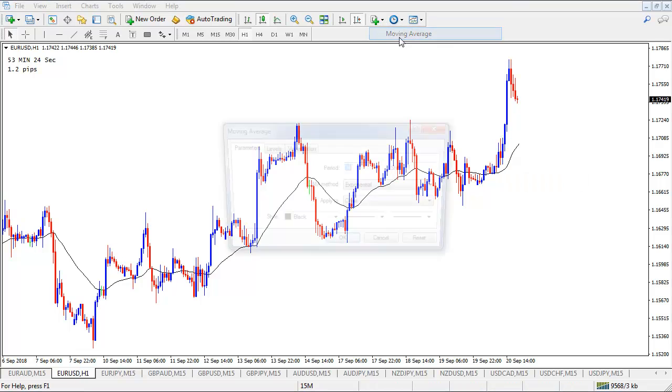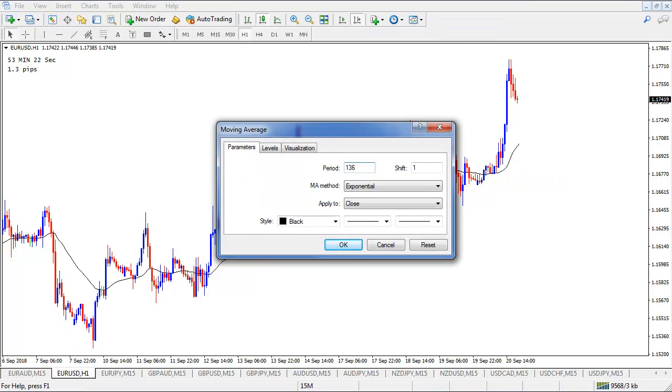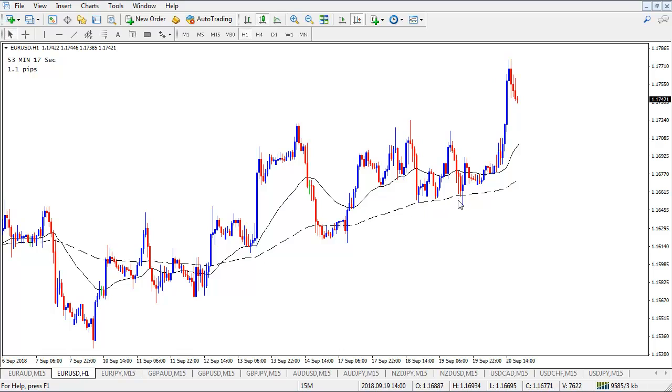So if I add a 136 EMA, I'm going to do this dashed line so that it looks a little different. This is the 34 EMA on the next higher time frame. The next higher time frame, I want to keep the ratios as close to 4 to 1 as I possibly can. And 4 times 34 is 136. And let's prove that here.